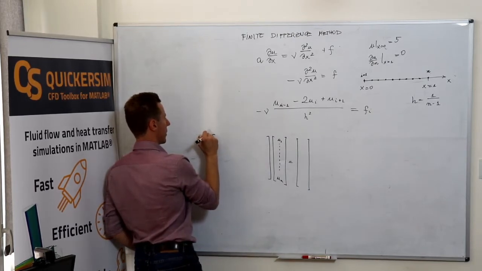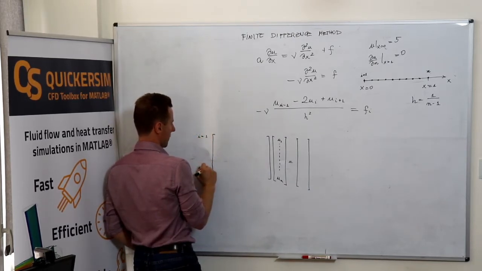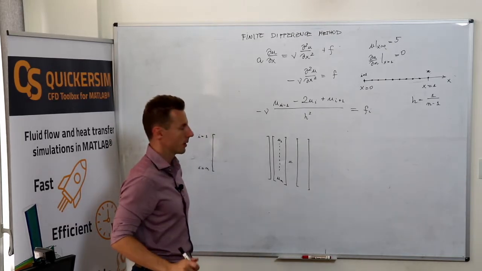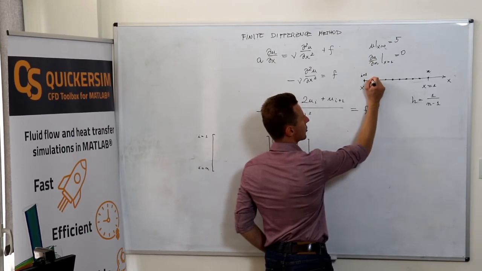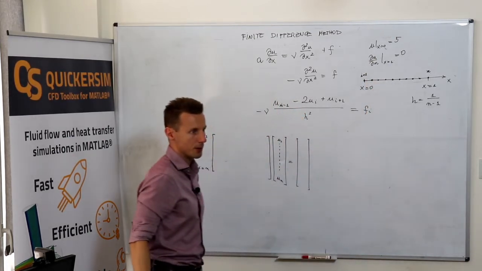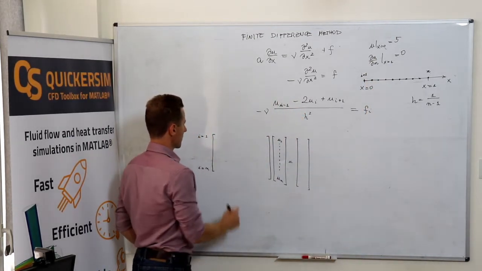This row is the first row. This one is the nth row. So as already said, let's start generating equations from the second node, not from the first node.